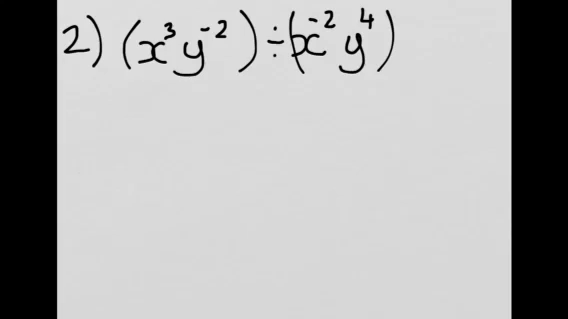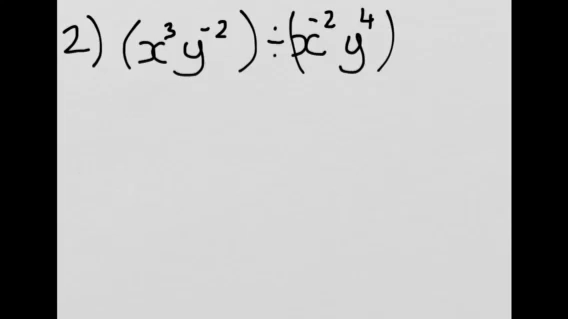In question 2 we're asked to simplify x cubed times y to the minus 2 divided by x to the power of minus 2 times y to the power of 4. Now we can't combine these terms to make xy because they have different bases. So we can't combine that x and y term. So we need to deal with each term differently.